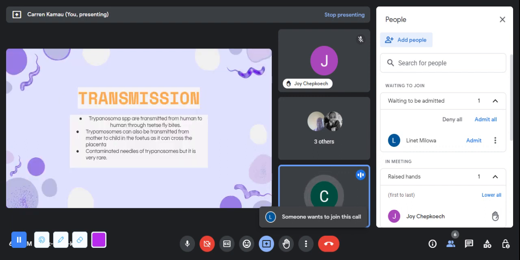How is sleeping sickness transmitted? The Trypanosoma parasites transmit the disease through fly bites. Trypanosomes can also be transmitted from mother to child in the fetus, as they can cross the placenta. It can also be transmitted by contaminated needles, and also sexually.